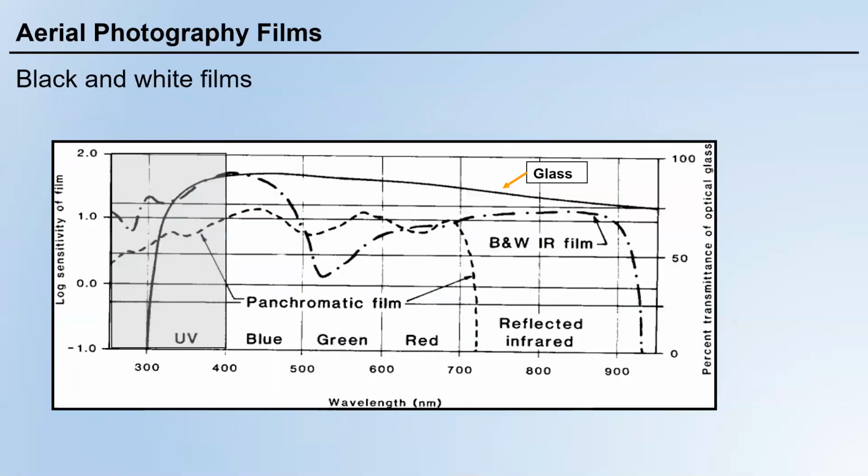Okay, here is a figure showing you the limitations of panchromatic film and B and W infrared film. Now we have two dashed lines to show you the sensitivity of film. This pure dash line along my cursor is the sensitivity curve for panchromatic film. So you can say that it is sensitive actually to UV, blue, green, and red.